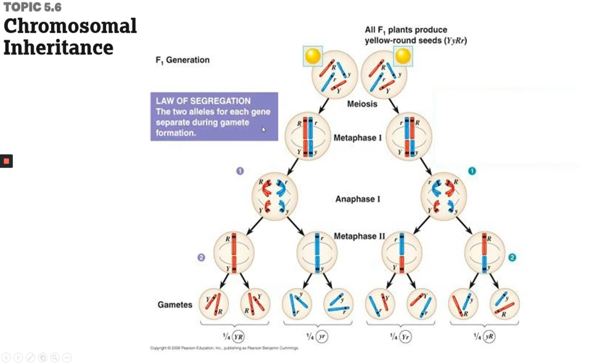So, the first law, way back when we were talking about Mendel, one of the first things he observed was what's now known as the law of segregation, meaning that the two alleles for each gene separate during gamete formation. So, let's say that we're dealing with R and Y, just like this one here. R, little r, big Y, little y. What it's saying is that these two alleles will separate. This is law of segregation.